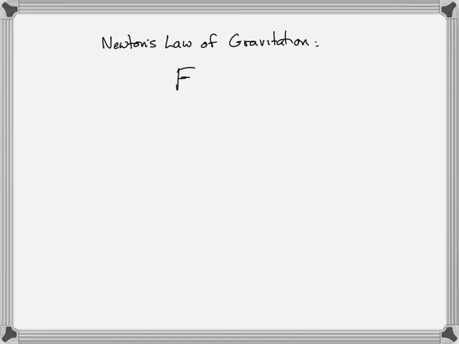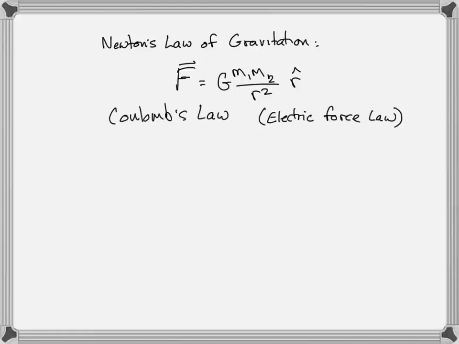So remember that Newton's law of gravitation tells you that the force between two massive bodies is proportional to each mass and inversely proportional to the distance separating them. And the constant of proportionality is capital letter G, the gravitational constant, and this is a radial force. So in exactly the same way as Newton's law of gravitation works for two masses, Coulomb's law is the electric force law. It tells us the electric force between any two charges.